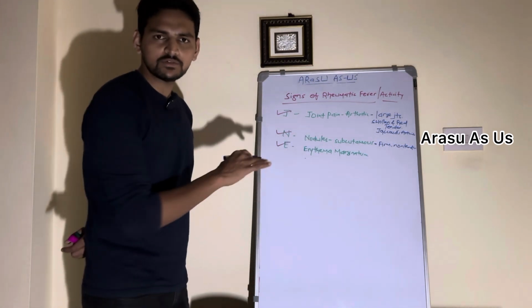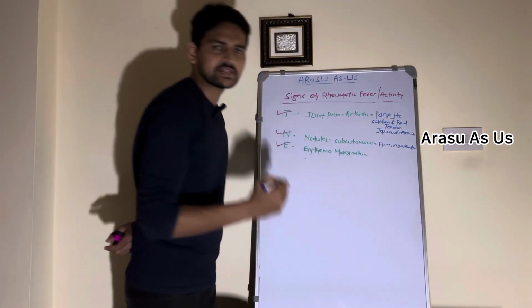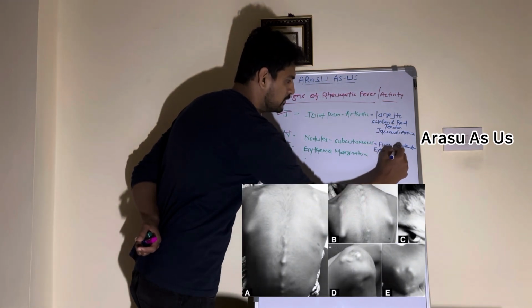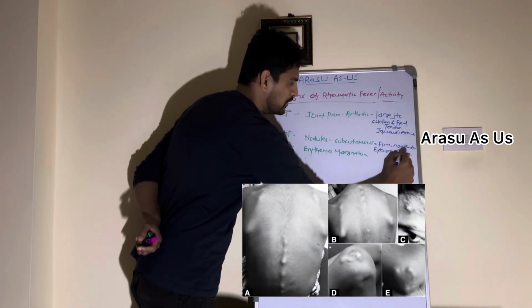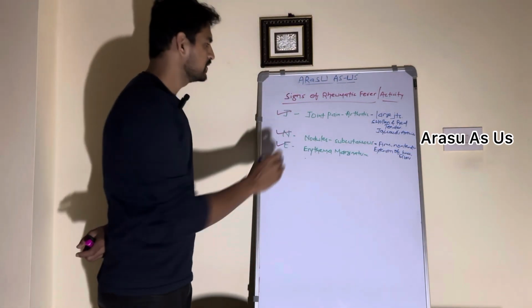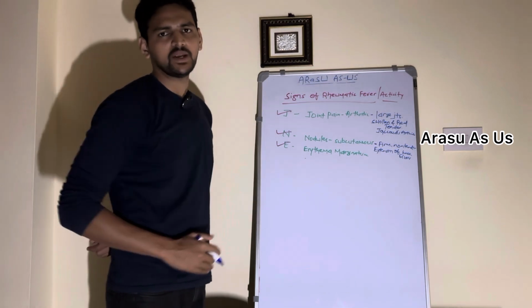Then regarding nodules, that is subcutaneous nodules, mainly these will be firm and non-tender, and the distribution of these nodules will be commonly on the extensor surface. So extensors of knee, elbow, etc. So these nodules will indicate that they are related to rheumatic activity.